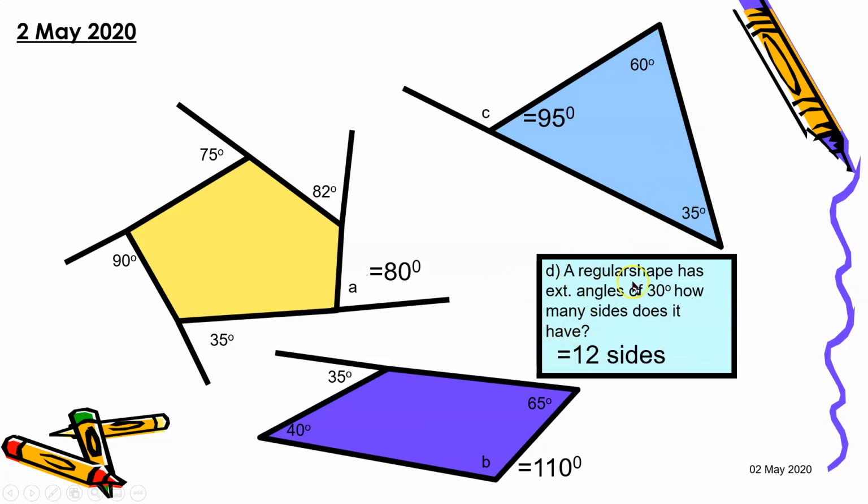The last one, D: a regular shape has external angles of 30. How many sides does it have? It has 12 sides because if the formula is 360, the total, divided by the number of sides, is equal to 30, then you can rearrange that: it must be 360 divided by 30 equals 12. Otherwise, there'd be no way to get exterior angles of 30.